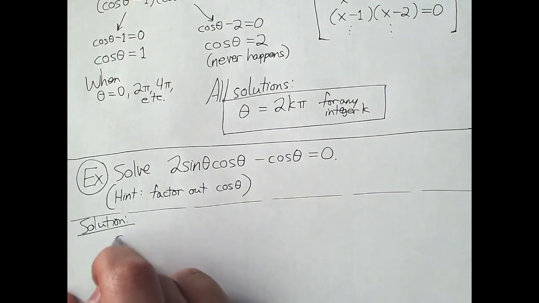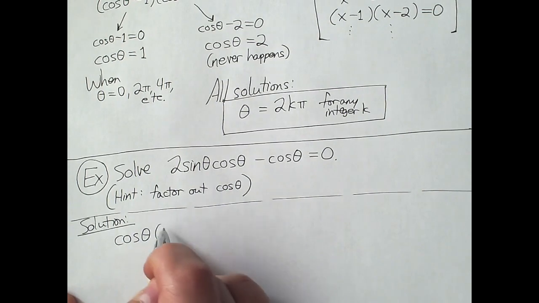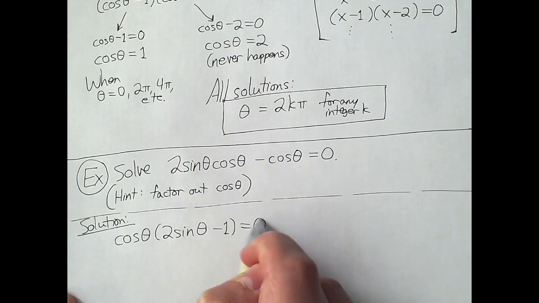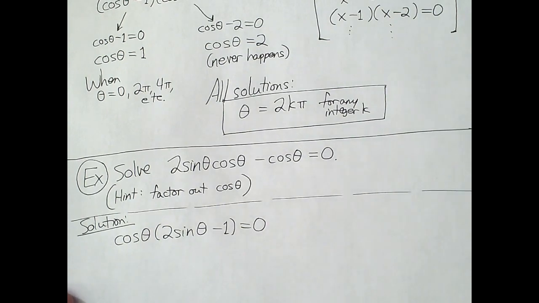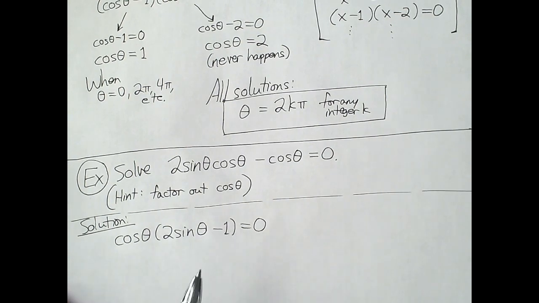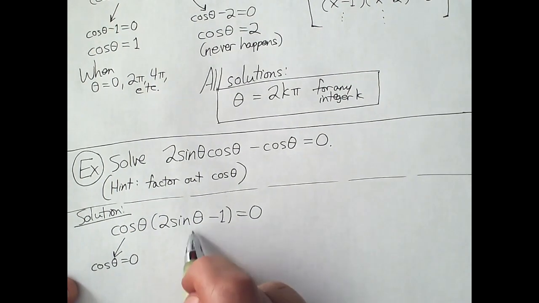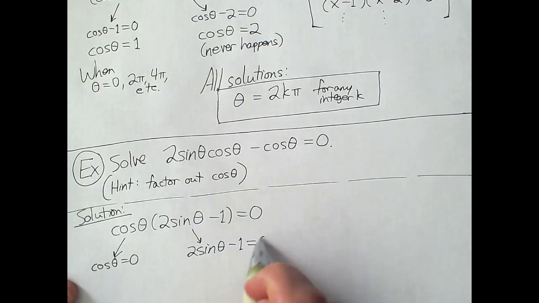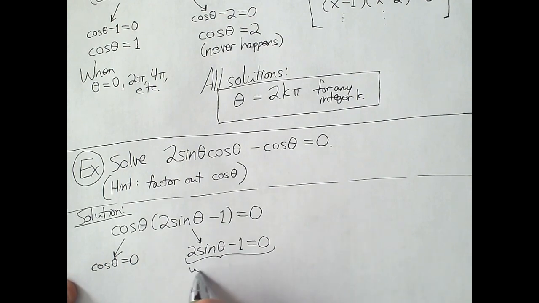So if we factor out cosine theta, we get cosine theta times 2 sine theta minus 1 equals 0. Wait a second. 2 sine theta minus 1. Didn't we do that problem earlier? Yeah, we did this actually. Well, this sends us on two different paths, though, so let's write both of them. This says cosine of theta equals 0, and this says 2 sine theta minus 1 equals 0. And we did this problem earlier.